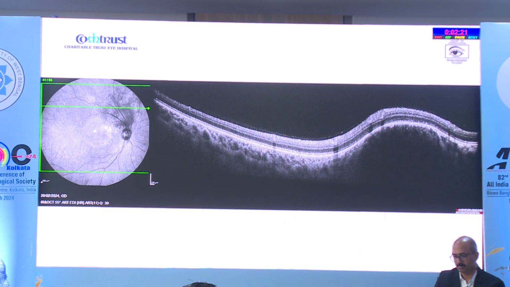So that's the OCT of the same lesion, the metastatic lesion in the choroid. Deep in the choroid you can see the elevation and total full thickness choroidal involvement.